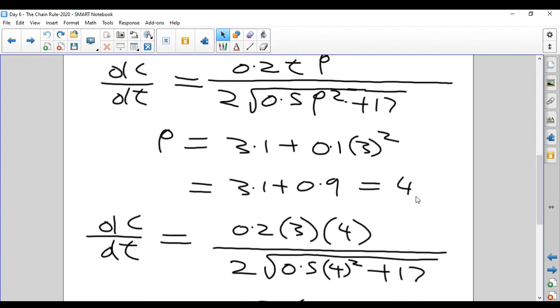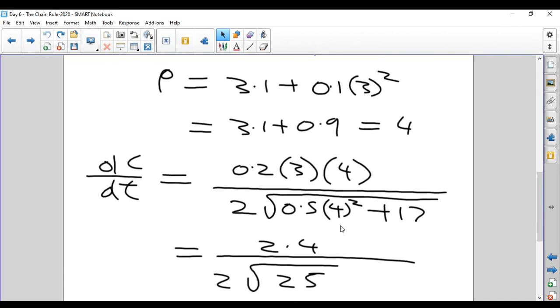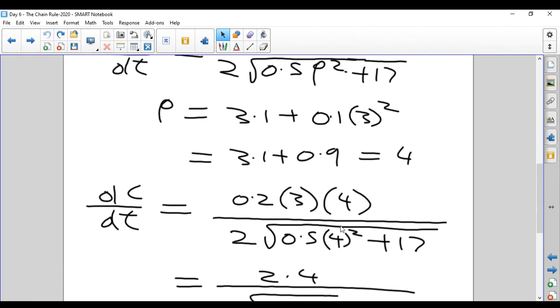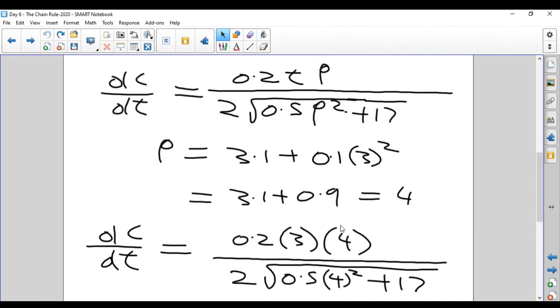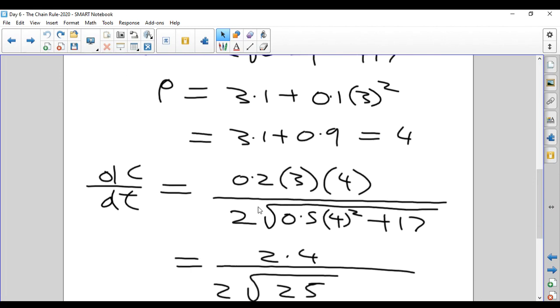So take that 4 into the derivative that we had of dC/dt with a t value of 3 and a p value of 4. Remember, in 3 years we have 4 as the population. So this is the time, this is the population, and this is the derivative. We're putting it all together. Anywhere we saw the p, we put the 4. Anywhere we saw the t, we put the 3. And that's what this looks like.